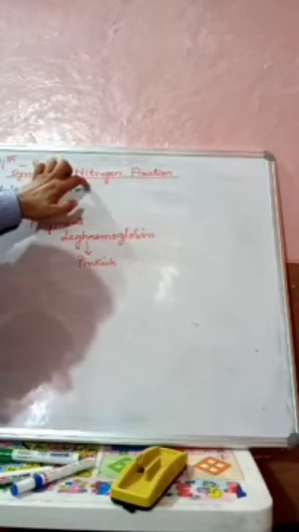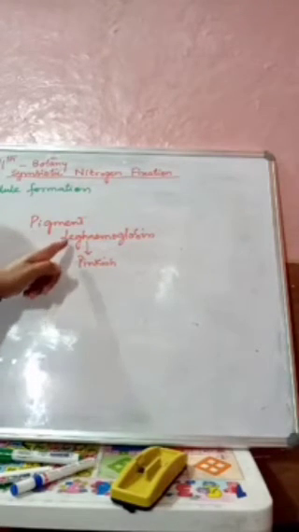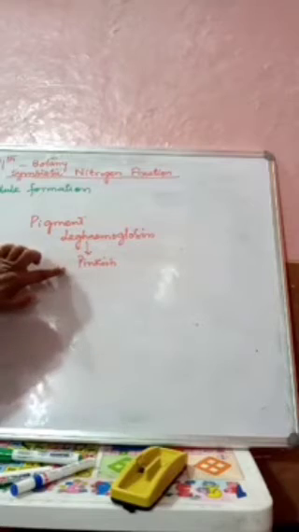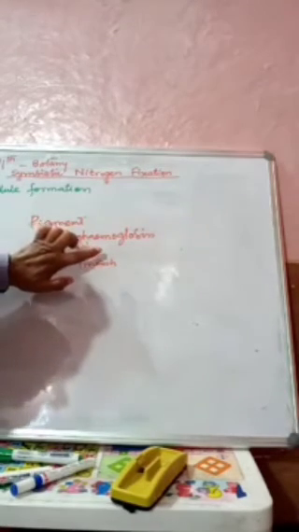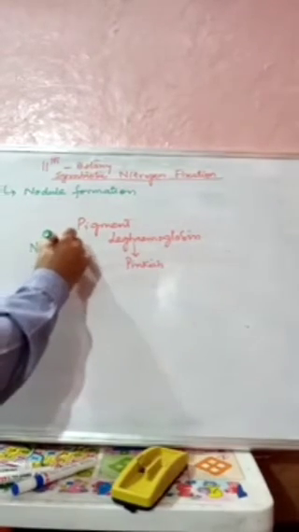Now this leghemoglobin creates such conditions in the root which help us in fixing nitrogen. One more thing: hemoglobin has an affinity with oxygen, and like that, leghemoglobin also has an affinity with oxygen. Now the fixation of nitrogen is done with the help of an enzyme called nitrogenase.